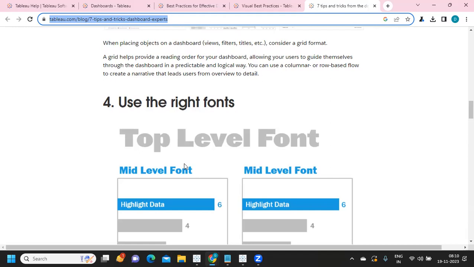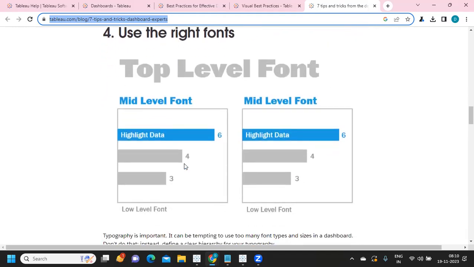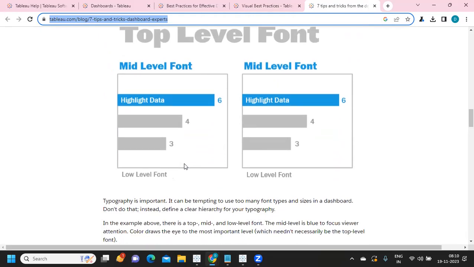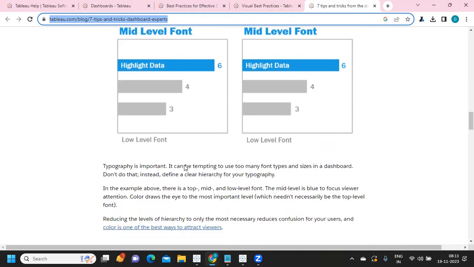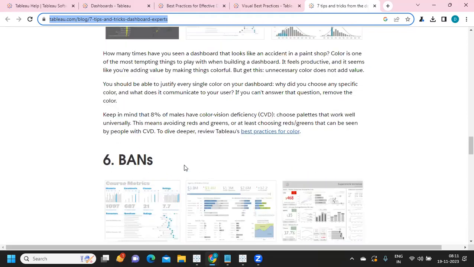Next is using the right layout and the right font size. I've often seen many people make mistakes in using the font size when creating a dashboard. We should always ensure that the right information is communicated in the right font size. For titles, you can have a specific font size. For your tooltips, you can have a specific font size, and so on. You need to take care of all of that.